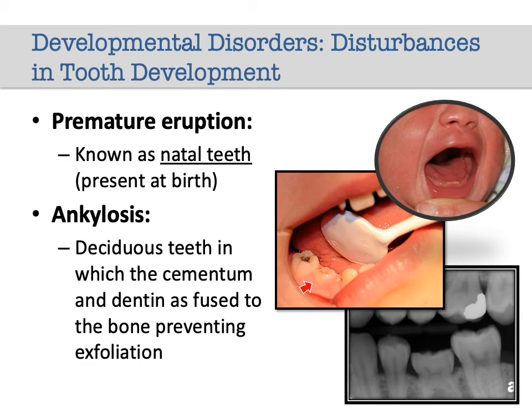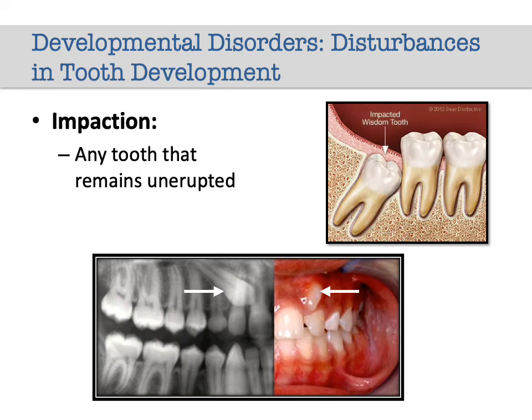Premature tooth eruption means that baby's teeth are present at birth. These teeth are also known as natal teeth. Ankylosis is when deciduous teeth have the cementum and the dentin fused to the bone, which prevents the tooth from being exfoliated. Impaction refers to any tooth that remains unerupted. Most often this happens with the wisdom teeth or third molars.